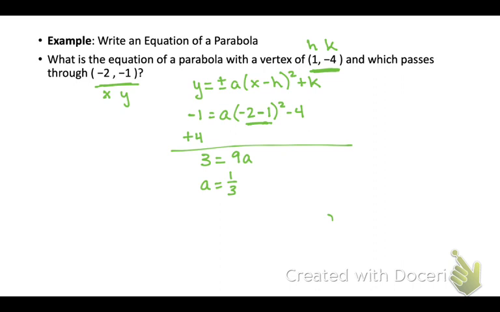Okay, so my equation is y equals 1/3 (x minus 1) minus 4. How did you get a 1/3? Because I have 3 equals 9a, so 3 over 9.